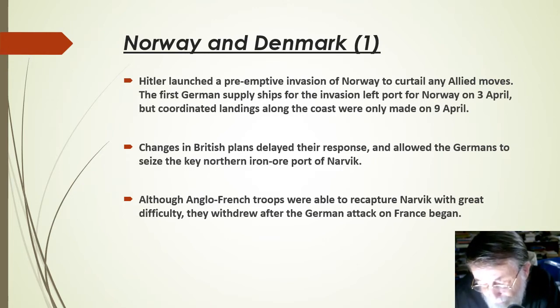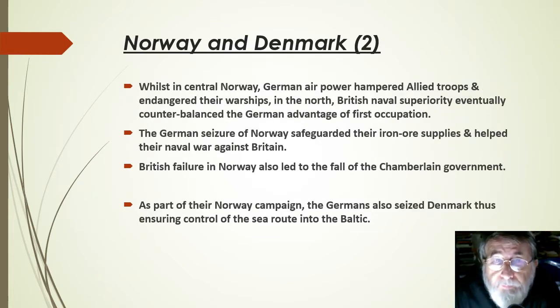Although Anglo-French troops were able to recapture Narvik with great difficulty, their landing in central Norway was only temporary. That's in the area around Trondheim, as they soon began to withdraw under a German air attack. They also withdrew from Narvik after the German attack on France began. Whilst in central Norway, German air power hampered Allied troops and endangered warships, in the north, British naval superiority eventually counterbalanced the German advantage of first occupation.